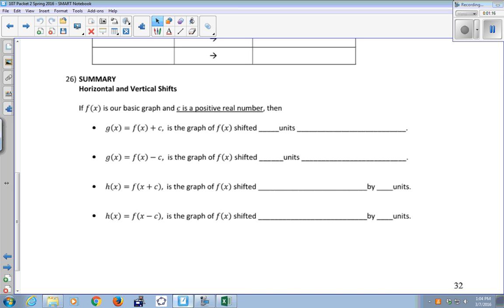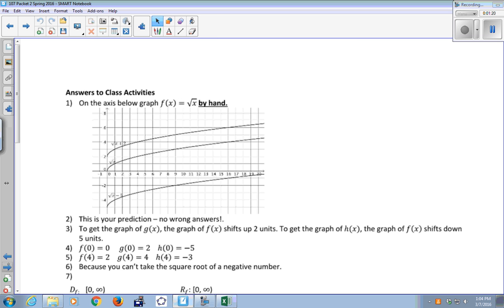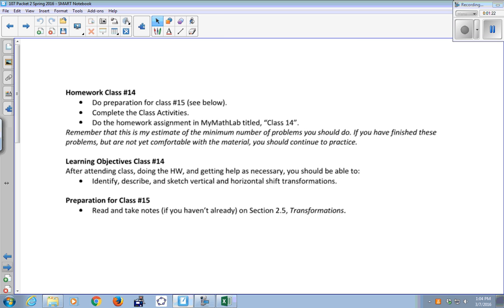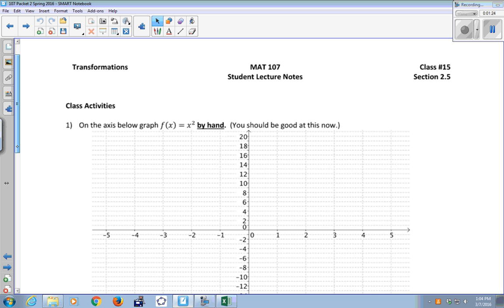Okay, so there is no demo for today's class. If you go to class 15, it just starts with class activities. There's no preview exercises and there's no demo. But I do want to make sure we're all on the same page heading into these activities.